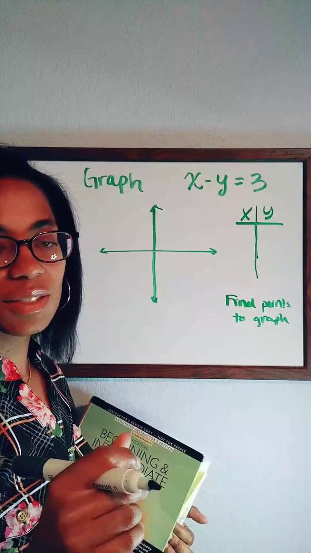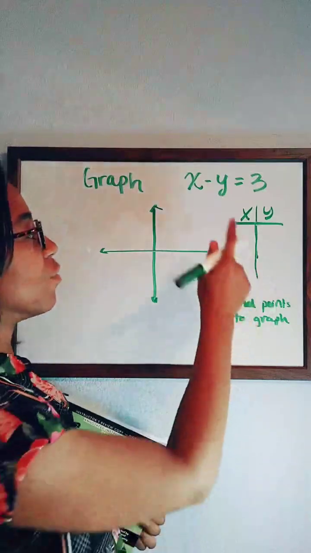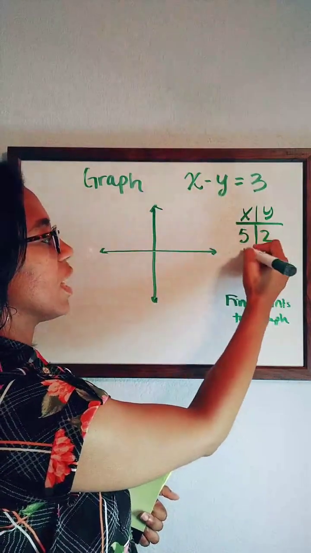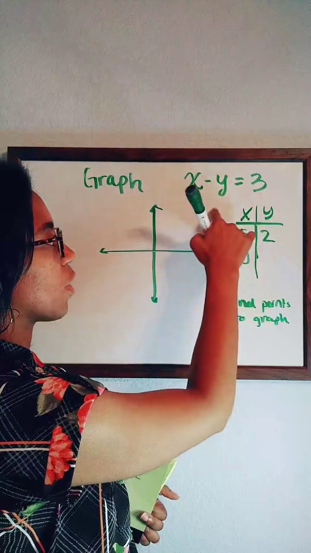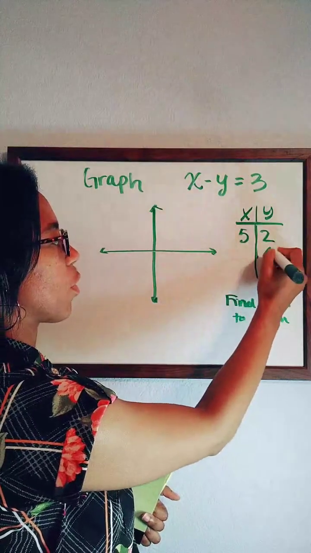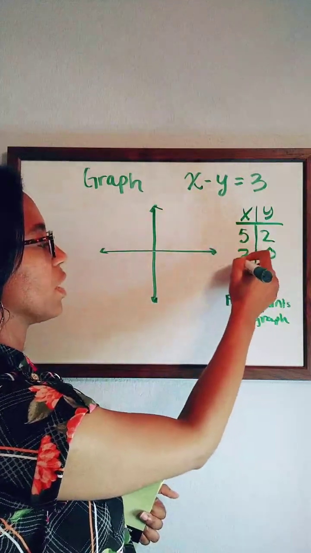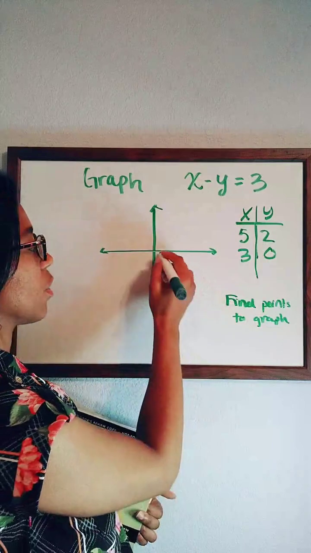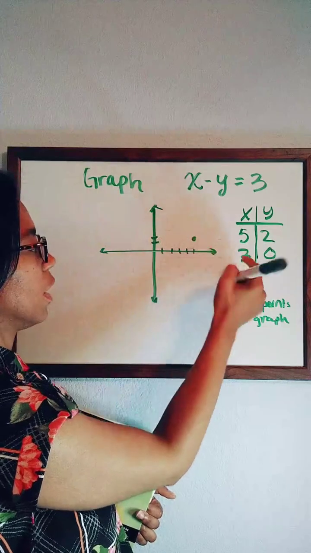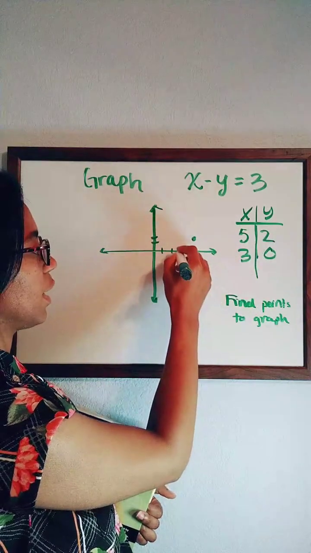X can be 5. Right, because if you did 5 minus 2, that would give you 3. And then always try a 0, right? So if I did 0 for y, then that would make my x be 3. Good job. So we're going to go 1, 2, 3, 4, 5, and then 1, 2. And then we'll plot 3 and 0.